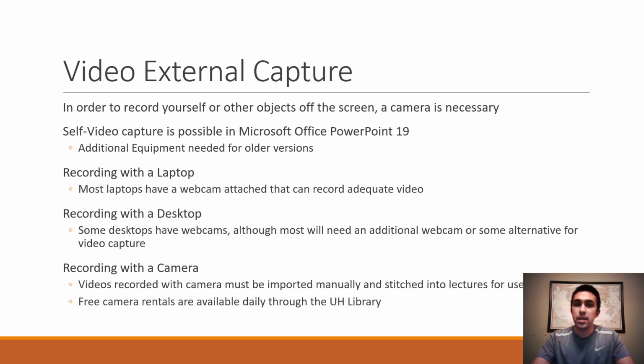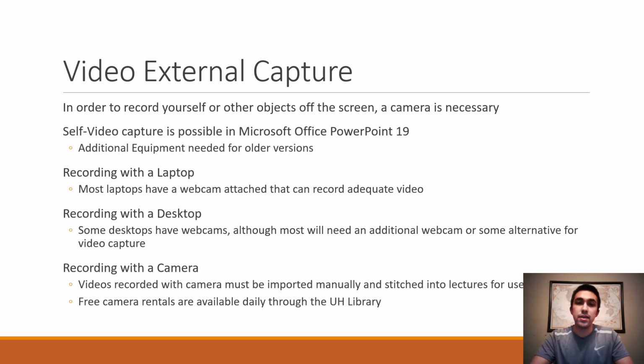Self-video capture is available through Microsoft Office PowerPoint 2019 and not in prior versions. So if you want to do this, it will need to be done in the current version of Microsoft Office. You can also record with a laptop on your own if you want to do manual recording yourself, because most laptops will have a webcam attached. With desktops, on the other hand, you might have a webcam attached. However, more likely than not, you'll have to purchase your own webcam or find some alternative for video capture, namely a camcorder or some kind of video recording device, your phone, for example.